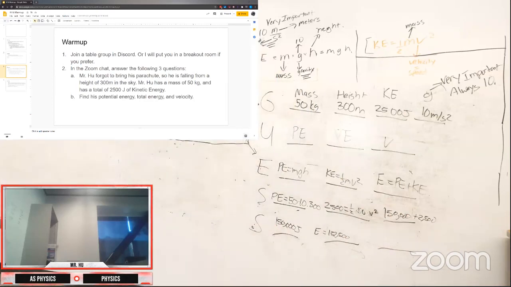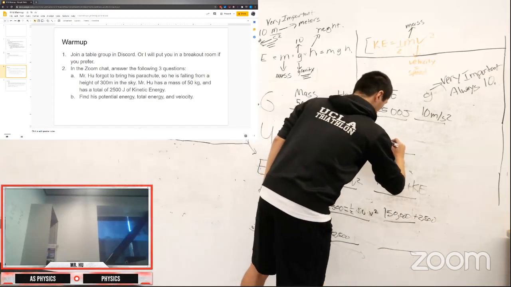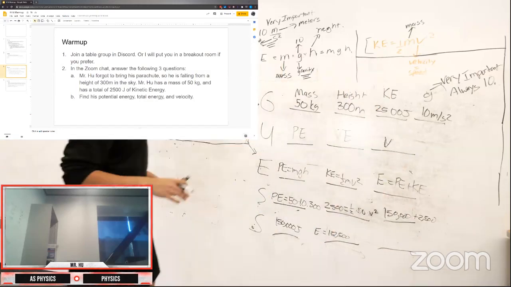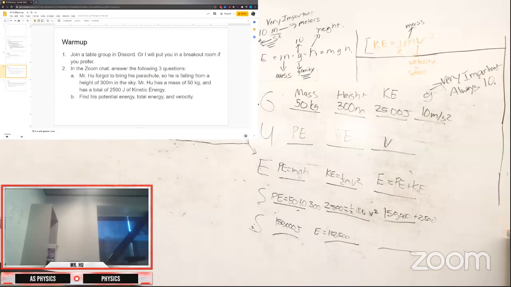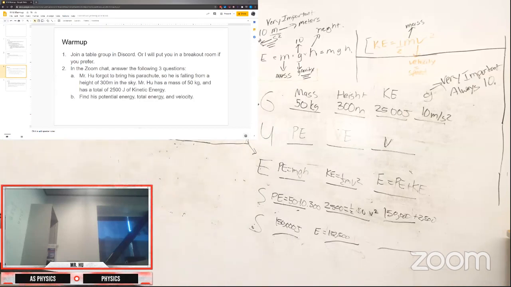What's the velocity? Perfect question. We don't know our velocity. This is what we're actually trying to find. So I'm going to show us how we find velocity, because velocity requires the most algebra and it can be kind of tricky. So I'm just going to slow it down for everyone. We're going to do a nice, comfortable pace.